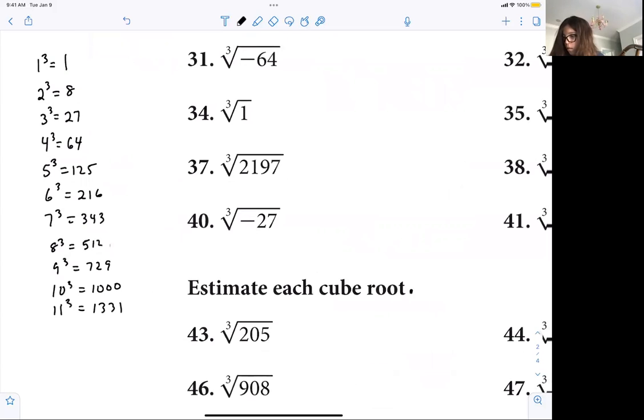So these are called perfect cubes. Those are what we're looking for. No, we're not doing the square root. We're doing the cube root now. So can your cube roots be negative? Yes, because -4 times -4 times -4 is what? -64. So everybody puts down -4.